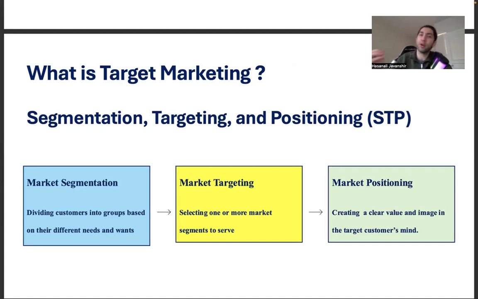So basically, target marketing means focusing your marketing on the right people instead of everyone, because not everyone is the same. People have different needs and wants. With the help of target marketing, companies choose the best customers and groups, serve them, and position their brand in their minds to attract them. So let's look at each stage separately.